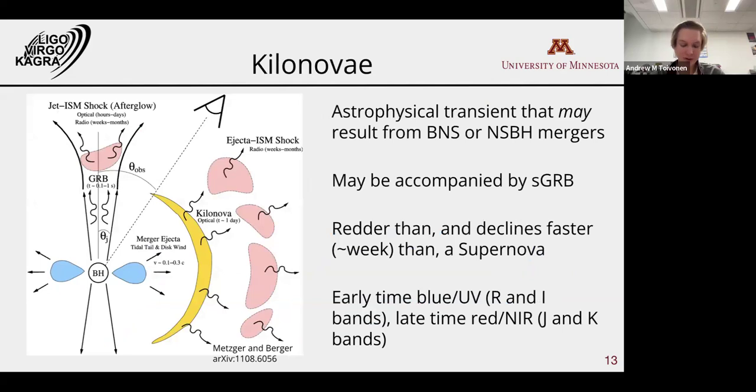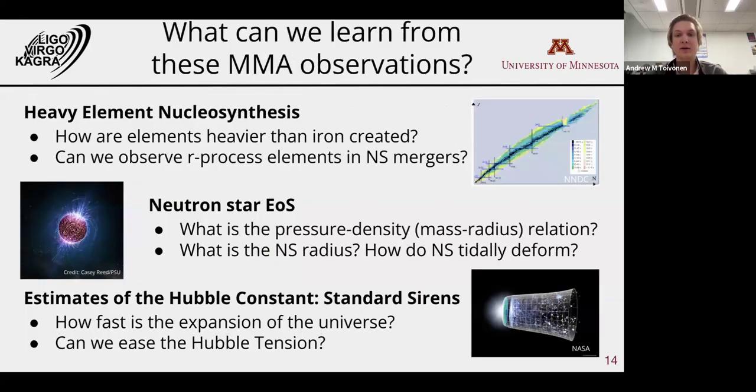And kilonova, so again, we're probably familiar with this. These are the astrophysical transients that may result from BNS or NSBH mergers. They can be accompanied by a short or long gamma ray burst, and they decline pretty fast. And that's the main thing. They're relatively faint, in that you have to have targeted searches for these, right? They're not just going to show up in the sky like a supernova could, right? And then you have some early time blue or UV, which is in the bands, and late time red or near infrared. Okay, and why do we care about this, right?